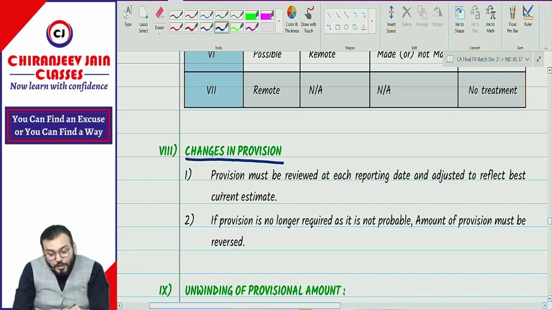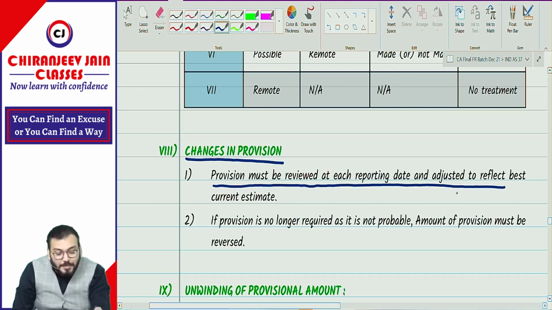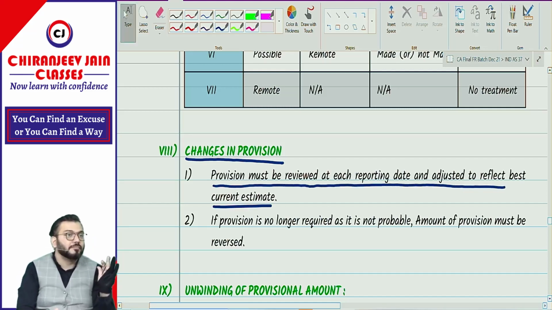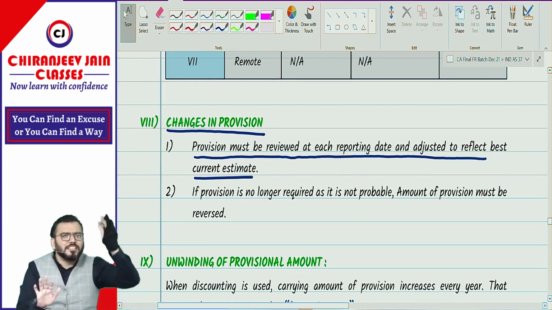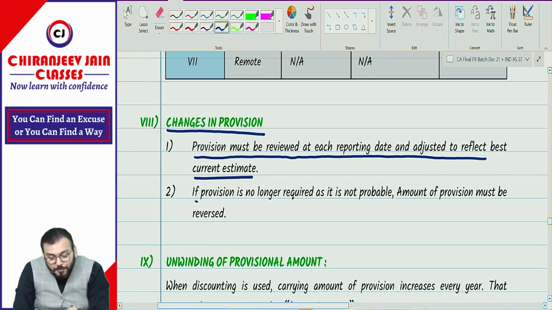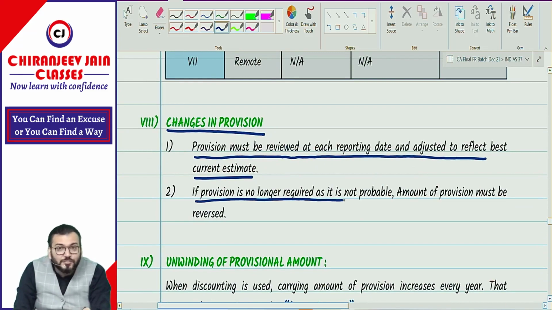Correct? Yes, sir. The provision must be reviewed at each reporting date and adjusted to reflect the best current estimate. We'll do plus minus provision. If provision is no longer required as it is not probable, the amount of provision must be reversed.